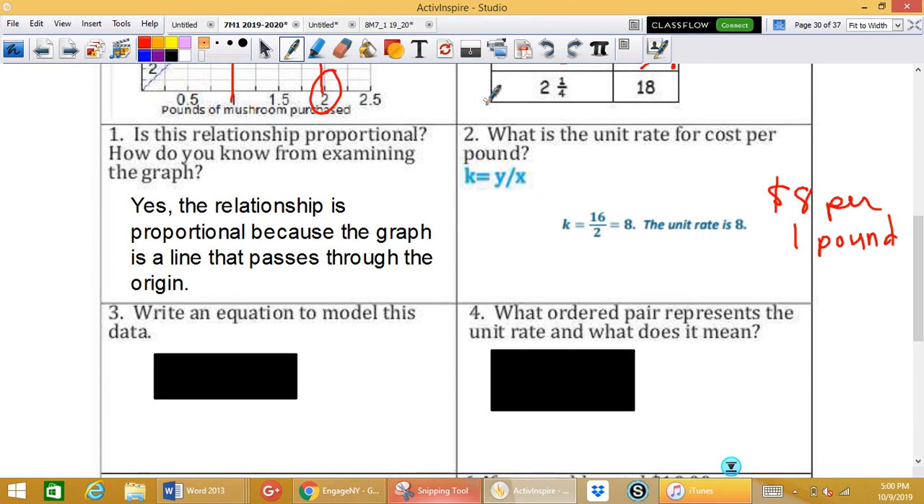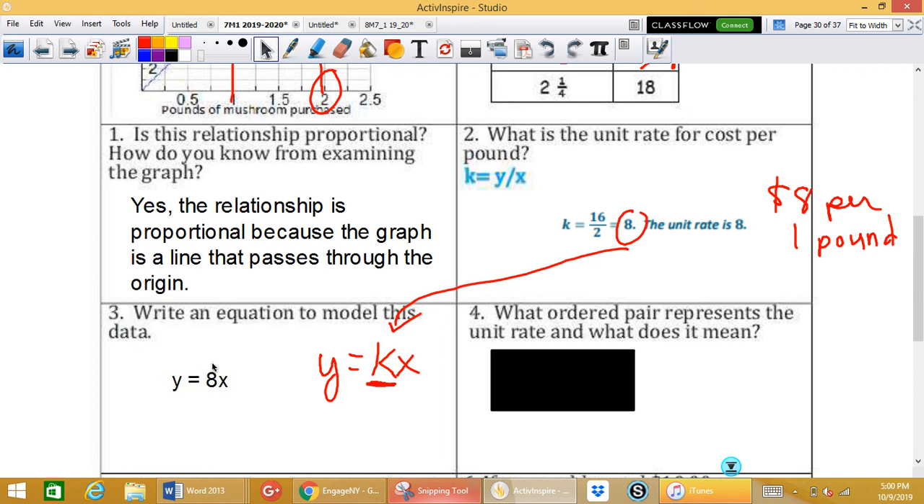Write an equation to model this. Now remember, equations are y equals kx. So we're just replacing the k with what we found over here. So it's going to be y equals 8x.